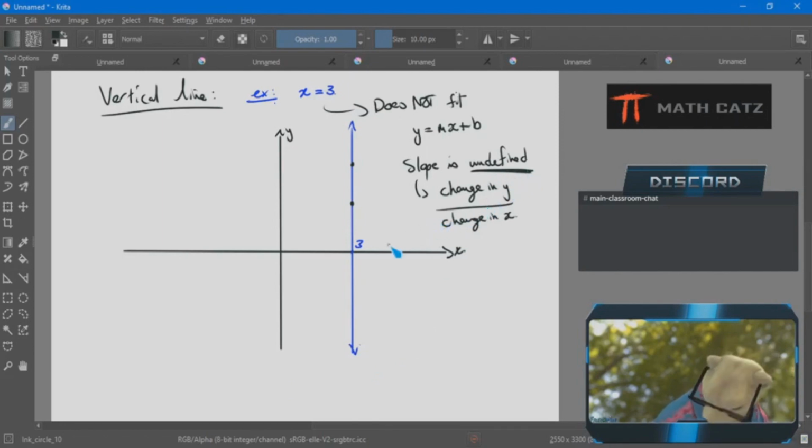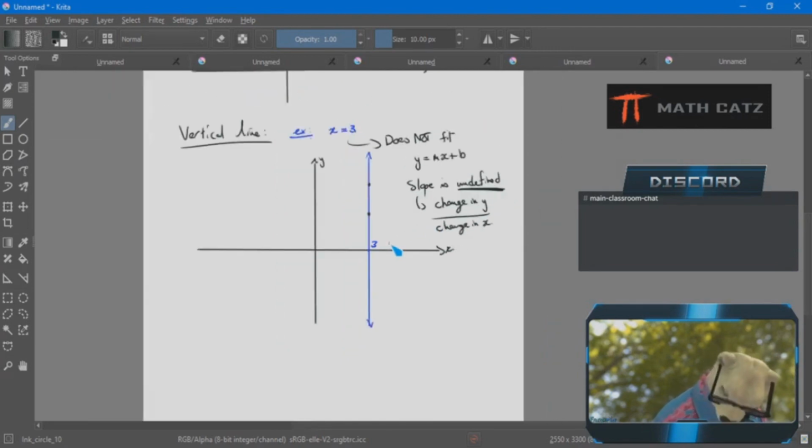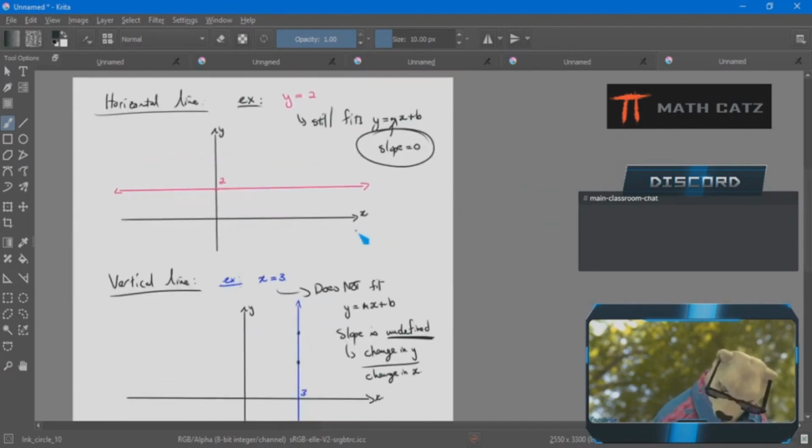So even though, let me zoom out. Even though the horizontal line technically fits into the slope-intercept form, it's not a super special case. I do see it as special and different, but it just has a special slope of 0. The vertical straight line is very special in that it doesn't fit that form, and the slope is undefined, and it's very different than all the other kinds of lines.